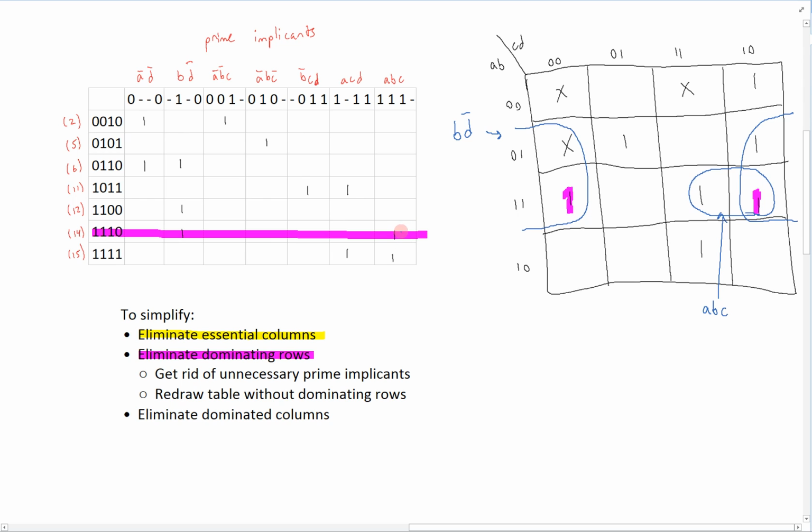We now know that we no longer have to consider this particular minterm individually, and so we can redraw our table without the dominating row. So now our table is going to simplify to 6 rows and 7 columns. We don't know anything about including another term in our solution set like we did before by looking at the essential columns, but we can simplify our table so that maybe other relationships and essential columns can emerge.